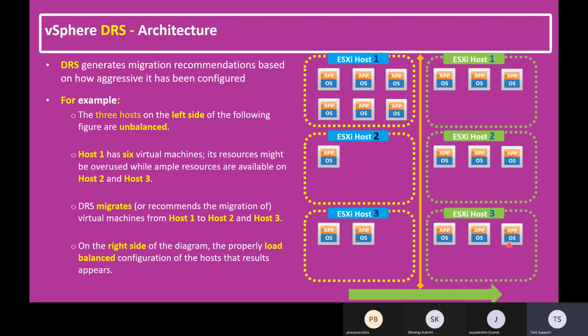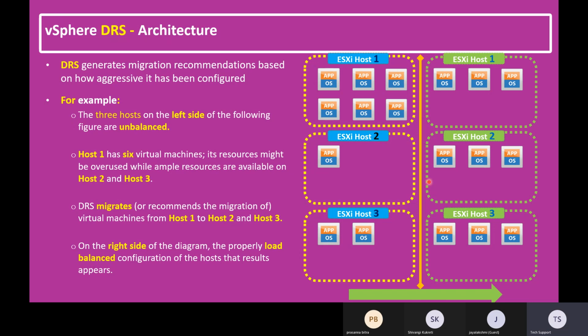This balance results when you enable DRS, giving a properly load balanced configuration of the hosts. This is the importance of the DRS architecture. I gave an example of 3 ESXi hosts. Even if you have 96 hosts in your cluster, the resources will be balanced like this using the DRS feature. If you do not have DRS, manually migrating VMs every time is a very tedious job. So it's not recommended to do manual migration. We always recommend enabling the DRS feature. Okay, this is the DRS architecture.